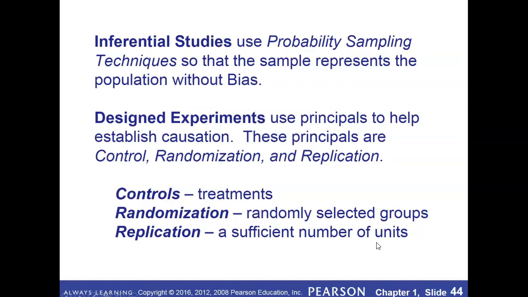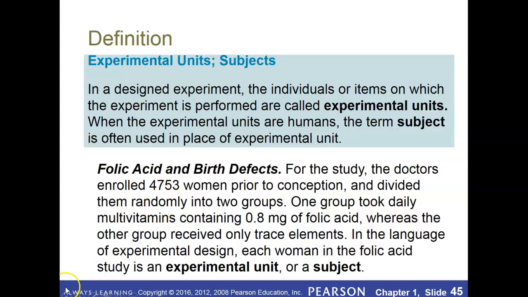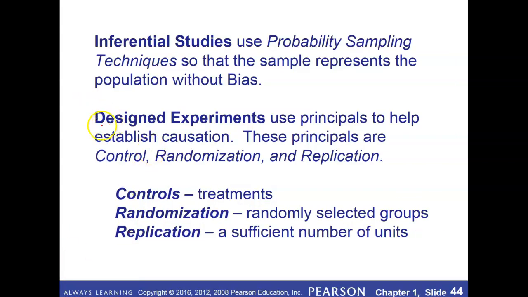So let's start by taking a look at this slide. Inferential studies use probability sampling techniques so that the sample represents the population without bias. That's where we have been. Today we're going to move more towards a designed experiment, using principles to help establish causation. That's the big thing here. When we have a designed experiment, we can establish that one thing is causing something else to happen. The principles we're going to talk about are control, randomization, and replication.